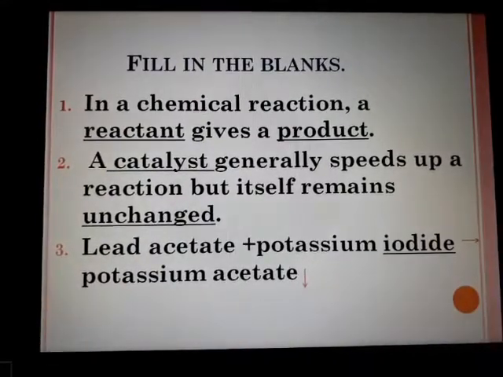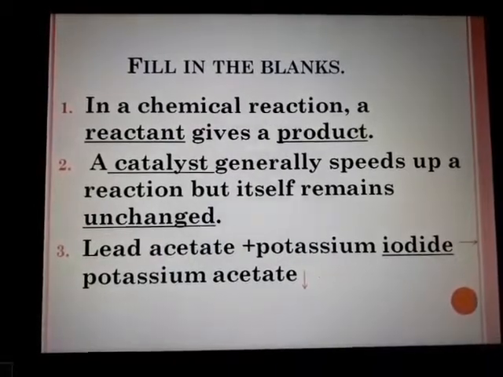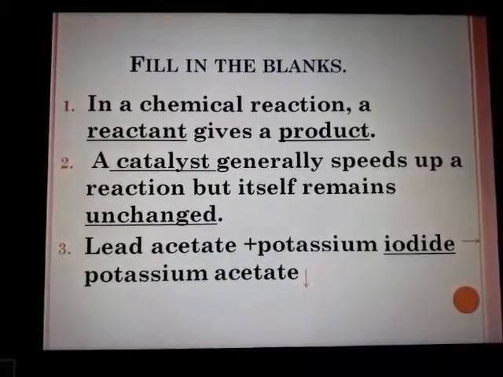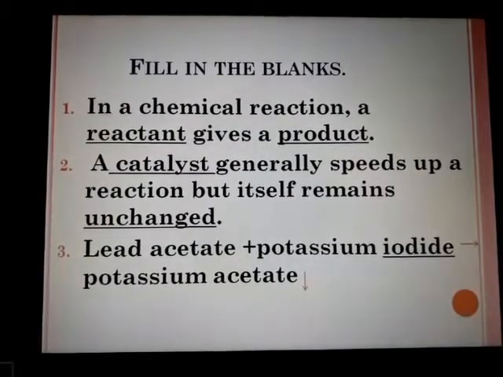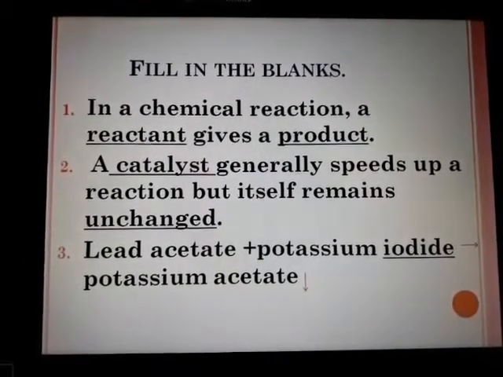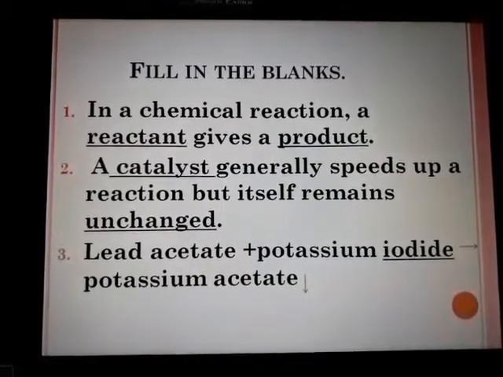Our second question, a dash generally speeds up a reaction but itself remains dash. So its answer is, in the first fill up write down catalyst and in the second fill up unchanged. So a catalyst generally speeds up a reaction but itself remains unchanged.